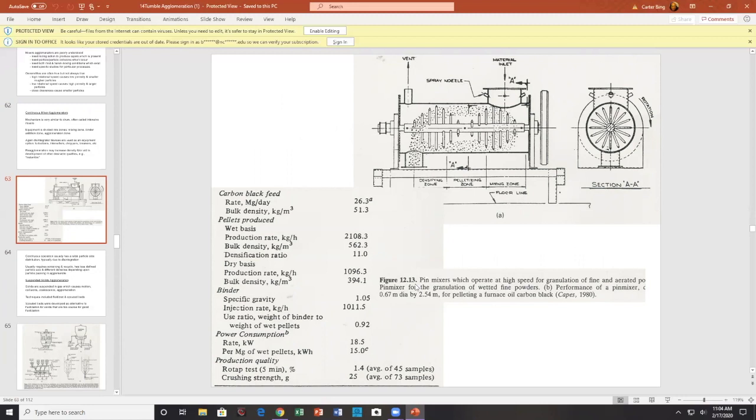Because you have a helix of pins in there, and the processing area is the outer perimeter, the volume between the ends of the pins and the wall. So the material is in the outer perimeter. It's used to make seeds primarily. Fine and aerated. Anyway, I wrote a paper on this. Got published somewhere, I forget where.